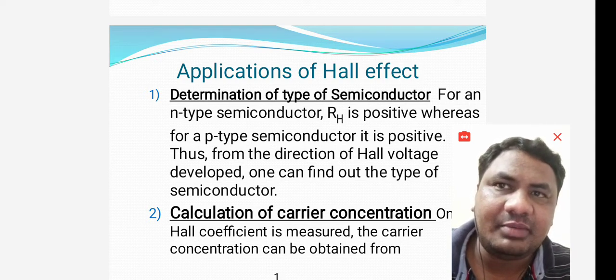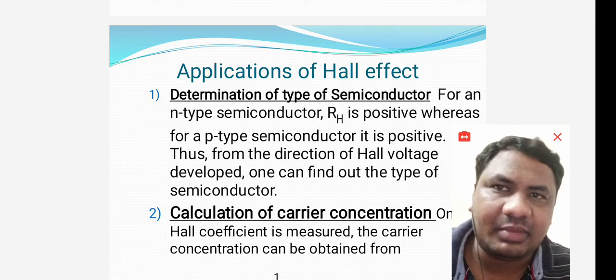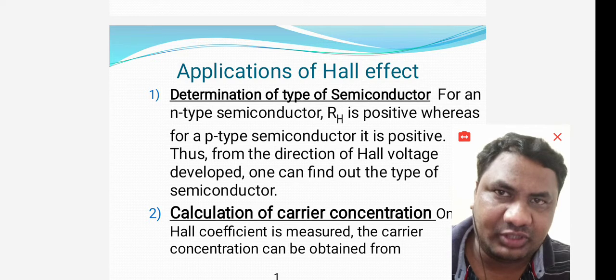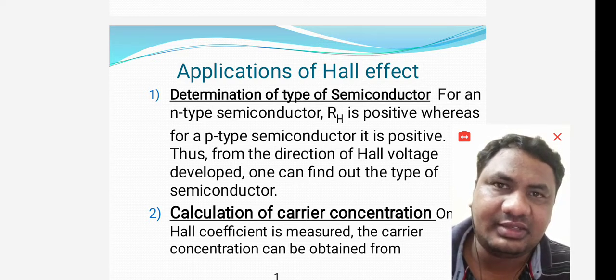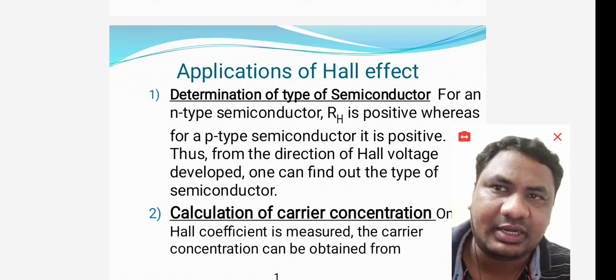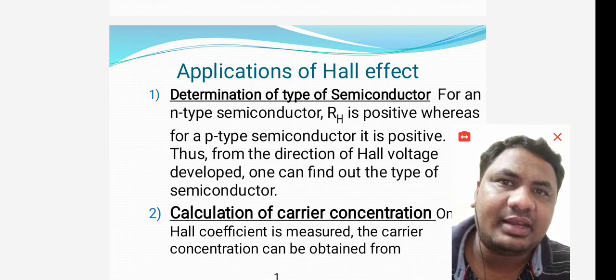So the first one, determination of type of semiconductor, is what I mentioned here. RH is the Hall coefficient here. If that is positive, then that semiconductor is P-type. If RH is negative, then that is N-type semiconductor. And we can estimate the carrier concentration.